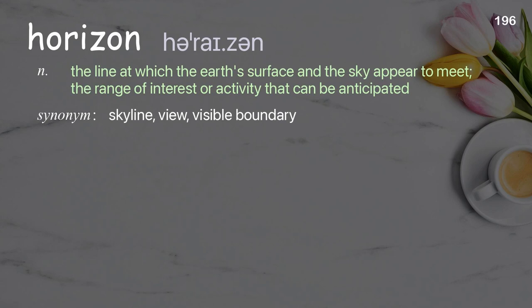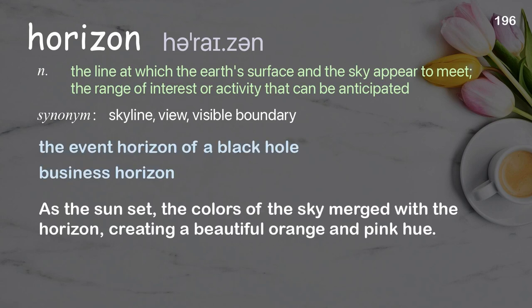Horizon. The line at which the Earth's surface and the sky appear to meet, the range of interest or activity that can be anticipated. Examples: the event horizon of a black hole, business horizon. As the sun set, the colors of the sky merged with the horizon, creating a beautiful orange and pink hue.